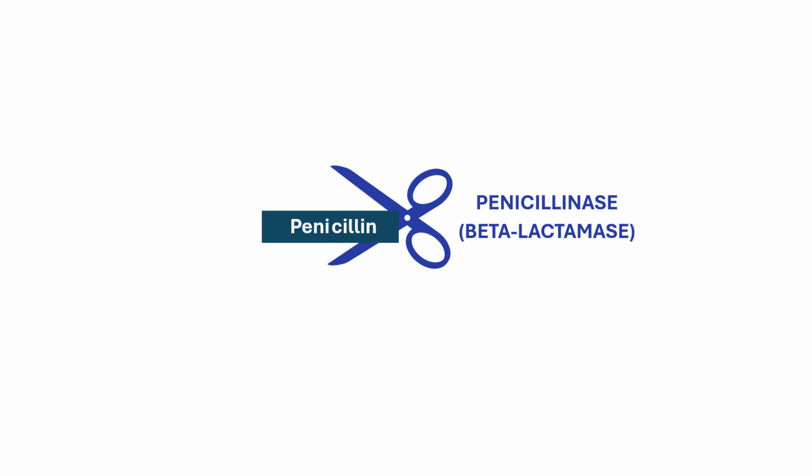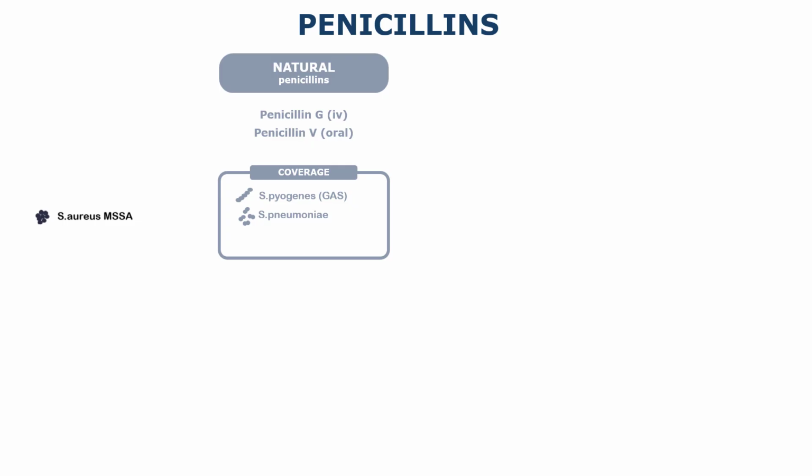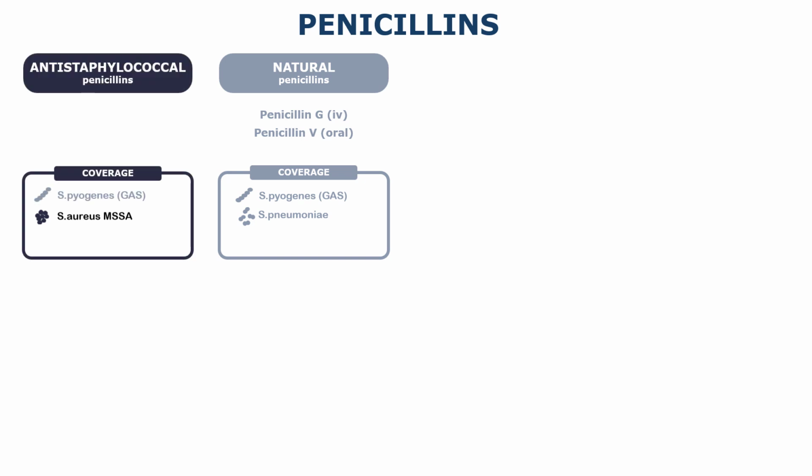This problem with penicillinases became apparent shortly after penicillin was first introduced. Strains of Staphylococcus aureus that were able to destroy natural penicillins appeared very quickly. In response to this, chemically modified penicillins resistant to penicillinases were synthesized, and they remain the mainstay of treatment for staphylococcal infections to this day. They are called, surprise surprise, antistaphylococcal penicillins.